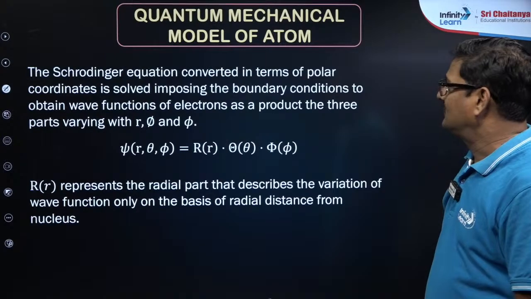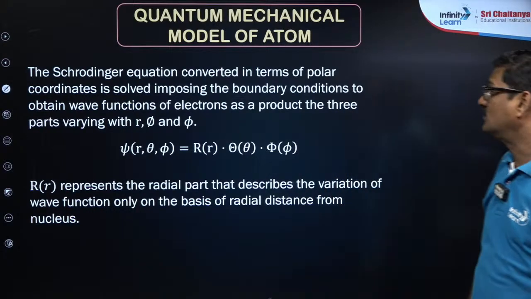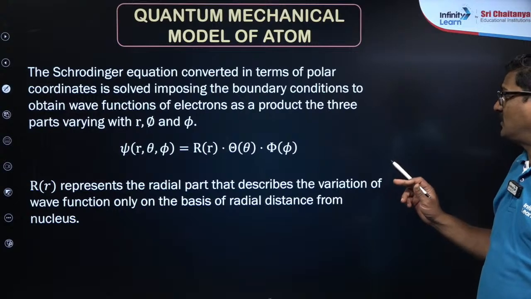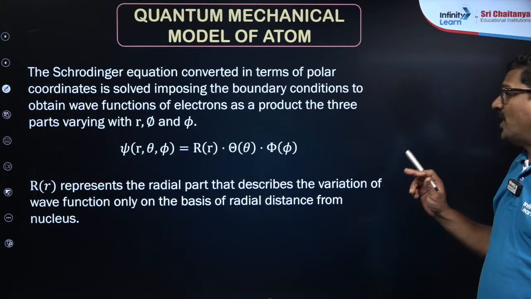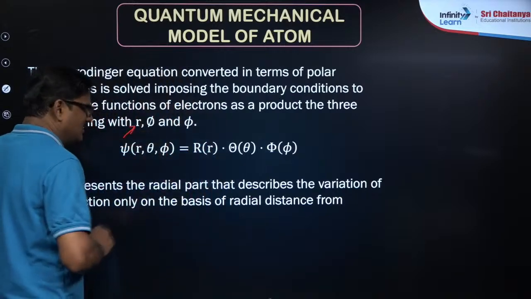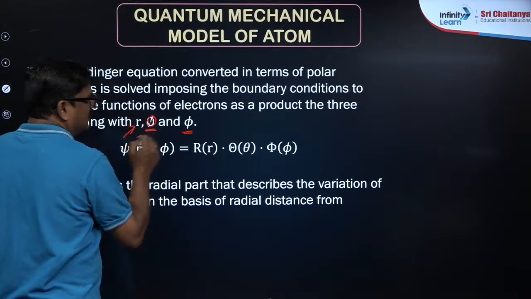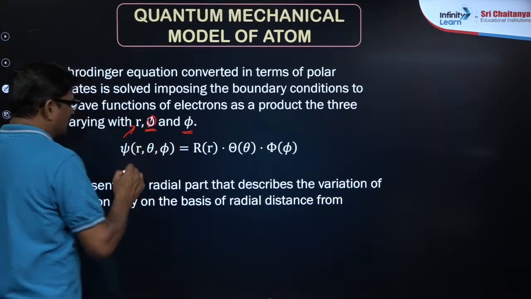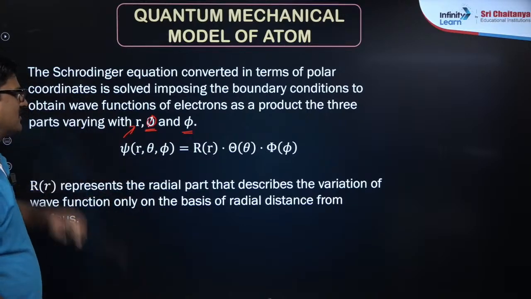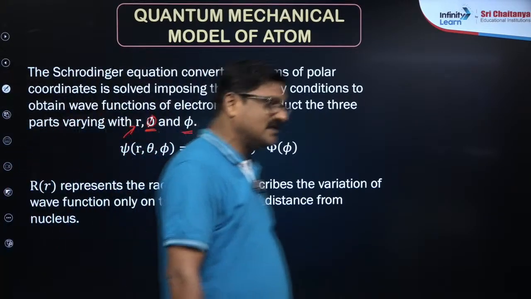And here the Schrodinger wave equation converted in terms of polar coordinates is solved, imposing the boundary conditions, to obtain the wave function of the electron as the product of three parts varying in r, the radius, and theta and phi. So these are the angles. r represents the radial part, which describes the variation of the wave function only on the basis of radial distance.